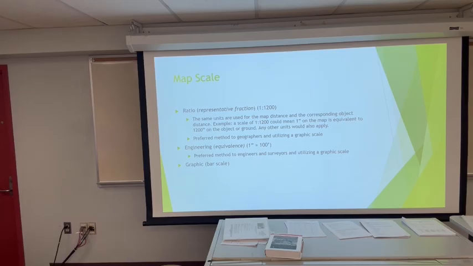The same units are used for the map distance and the corresponding object distance. So whatever you scale on the map, however many inches, feet, centimeters, whatever, would equal the same inches or meters or feet on the actual ground. So for example, a scale of 1 in 1,200 could mean 1 inch on the map is equivalent to 1,200 inches on the ground. Pretty simple. Nothing too crazy. Any questions?